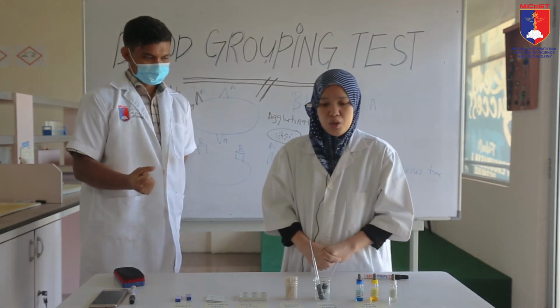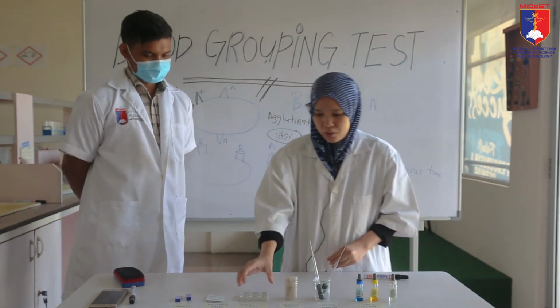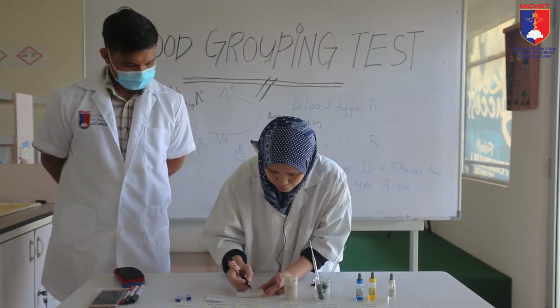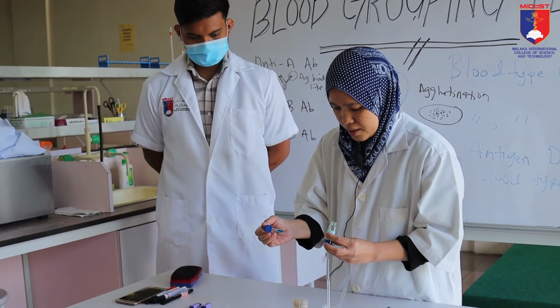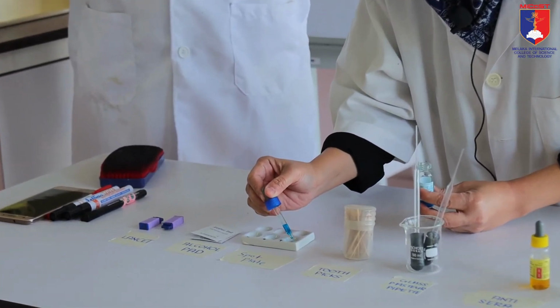Okay. So first of all, we put antisera on the spot plate. Before that, we label this. So we put the antibody on the plate labelled A, one drop only.